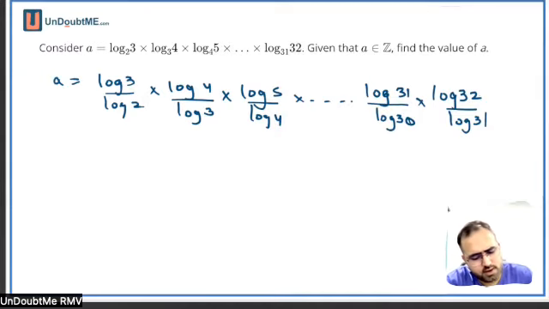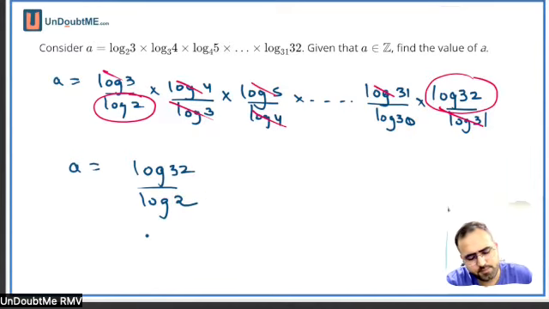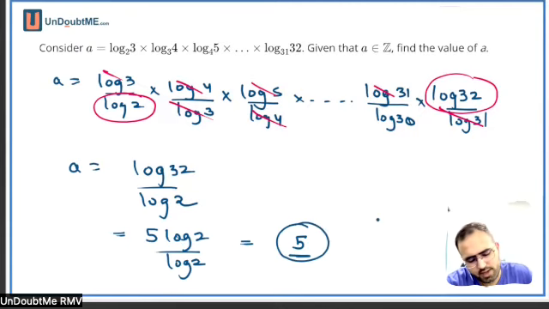So from here, it is quite understood that all the terms will get cancelled except log 32 and log 2. Rest every term will get cancelled. So I will be left with log of 32 over log 2. Log 32 is 2 to the power 5, so that will be 5 log 2 over log 2. 5 will be only leftover term, and the value of a is that only.